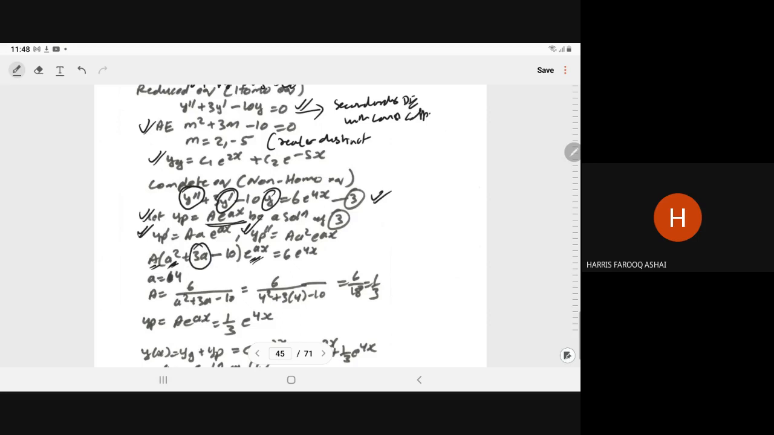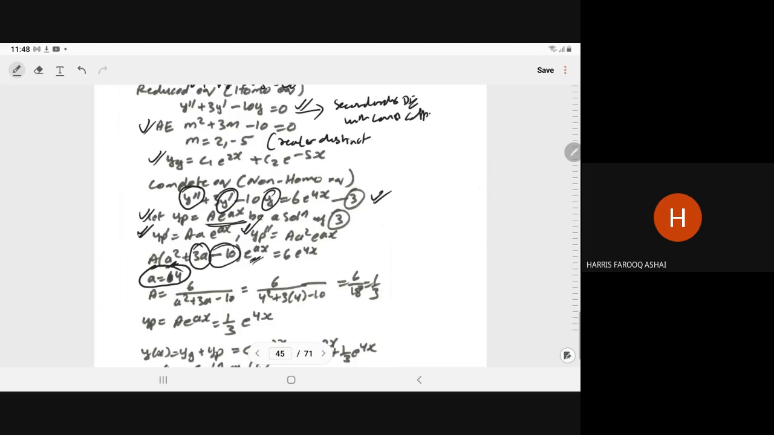Similarly, when we put the value of y, y we have assumed as A e to the power ax. So you have taken A and e to the power ax outside, so here we have minus 10 equal to 6 e to the power 4x. When left side is equal to right hand side, we have to write small a equal to 4. Then only you can compare.